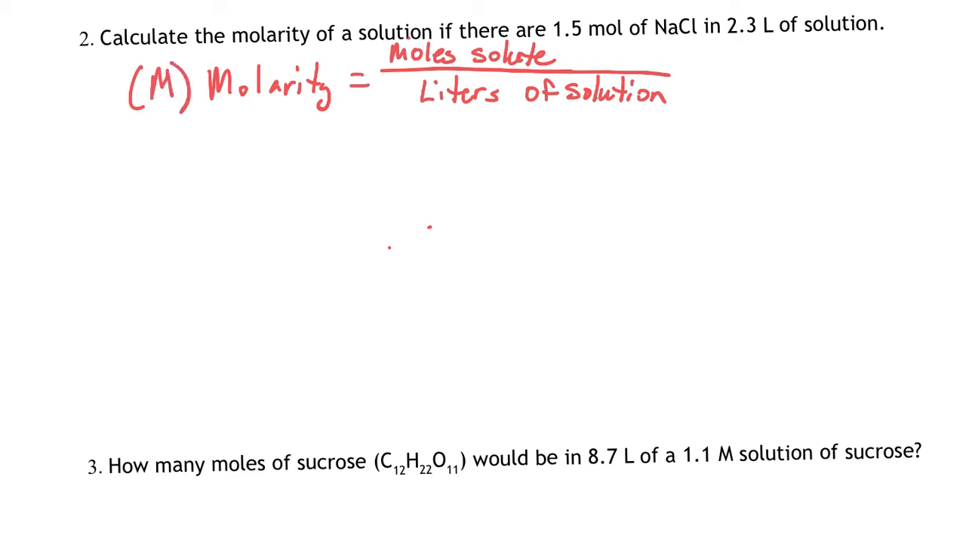So doing this problem, it says calculate the molarity of a solution if there are 1.5 moles of NaCl in 2.3 liters of solution. So molarity is going to be equal to 1.5 moles over 2.3 liters. Now, it's important that you have liters and it's important that you have moles. So if you don't have liters and maybe you've got milliliters, you're going to need to convert that to liters in order to get your answer. The other way to write this is kind of like that. Sometimes that'll make it easier to do your cross multiply to solve for your variable.